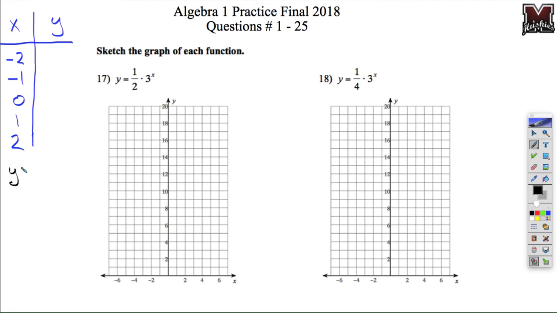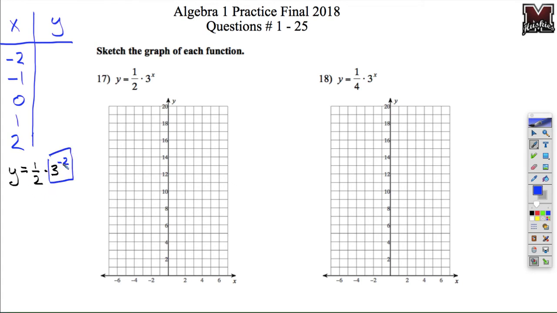So I have the equation y equals, I'm just copying down this problem, y equals 1/2, haven't done anything yet, times 3 to the power of, okay, now things are going to change. This x is now going to become a -2 because we're pulling from the table. 3 to the power of -2. We need to figure out this part first before we go on with the rest of the problem.